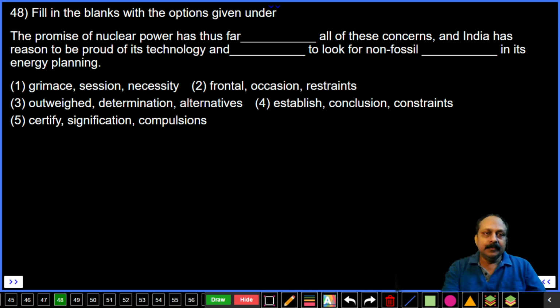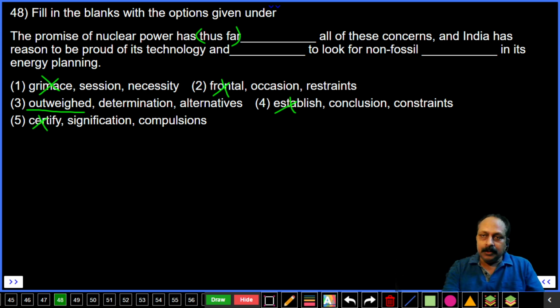The promise of nuclear power has thus far, grimace, frontal, outweighed. You need a verb, the sentence is in present perfect, and this verb should be in past participle. How many options are there? Only one option. Within no time, you can decide the answer. The promise of nuclear power has, don't consider thus far, has so far outweighed, that is in present perfect, verb in past participle form.